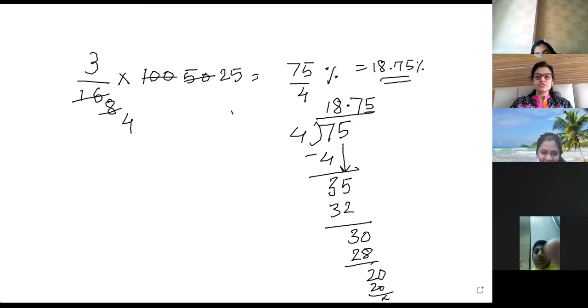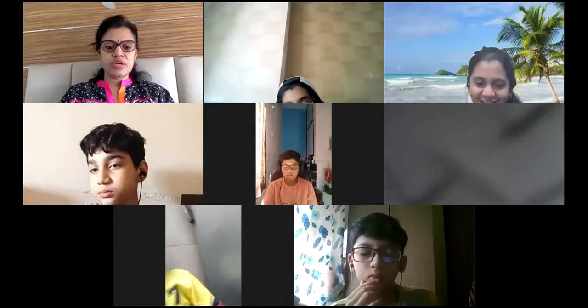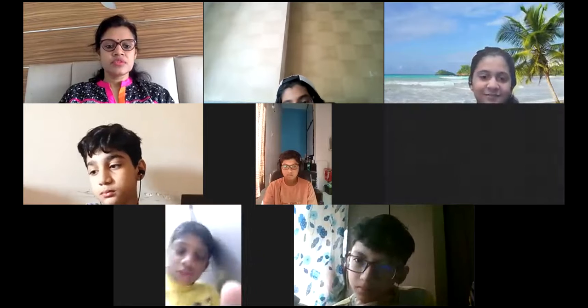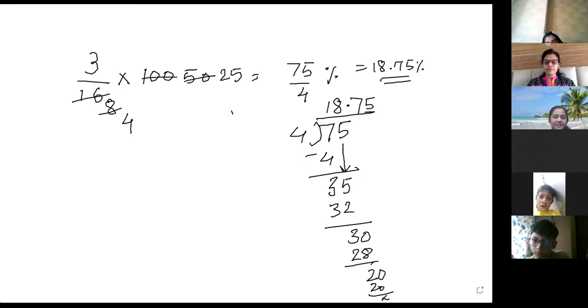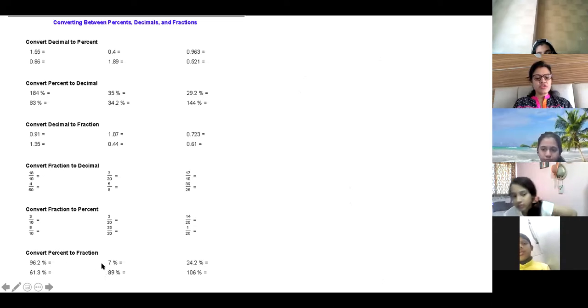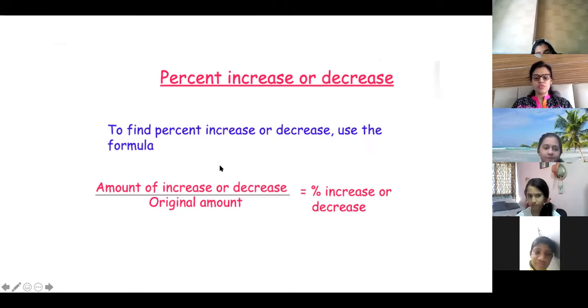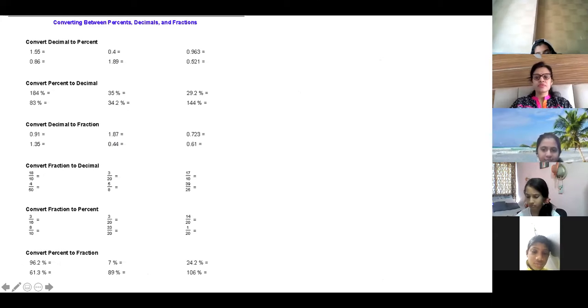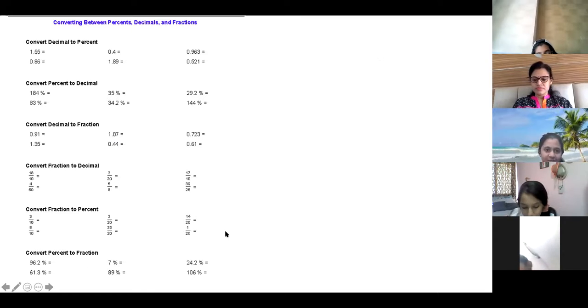Okay, coming to the next question now. So we did this. Fraction to percent is clear. Now percent to fraction. How will you convert percent to fraction? 96.2%. Who will answer? Munir. Ma'am, 96 point.